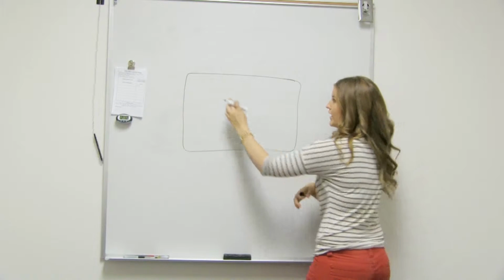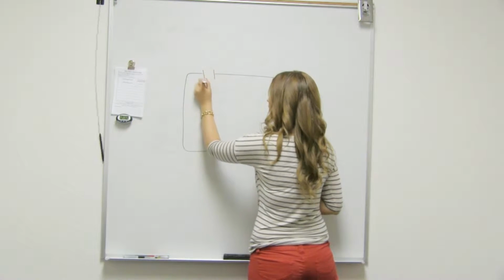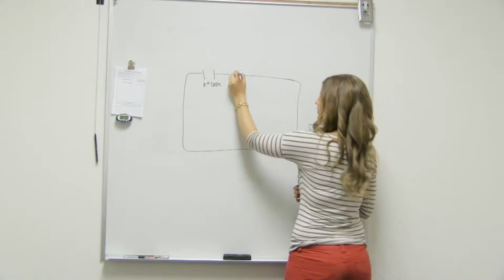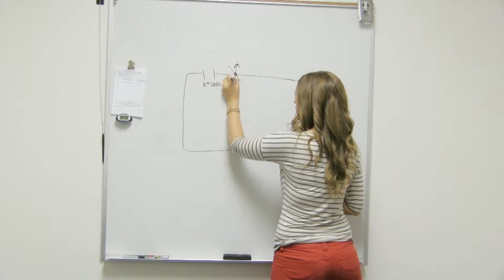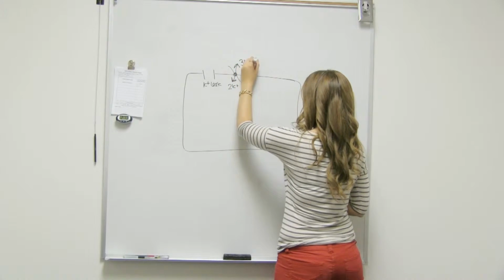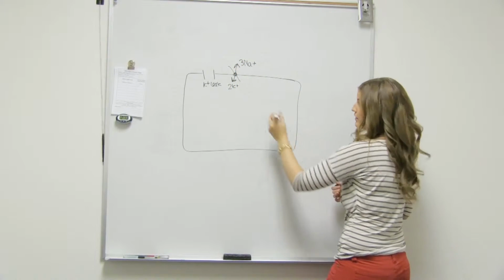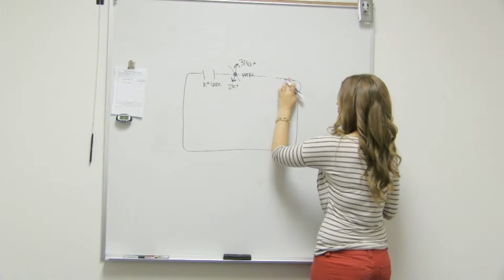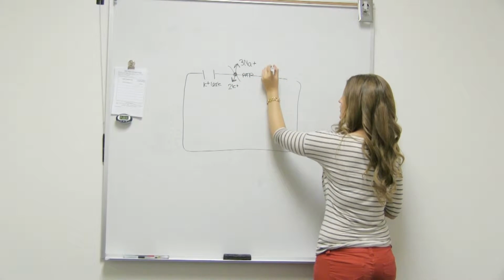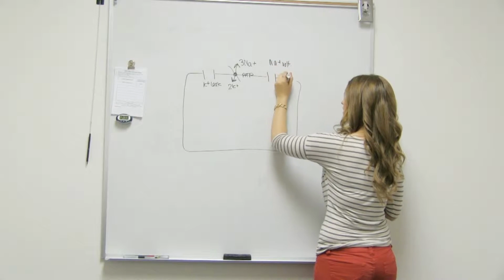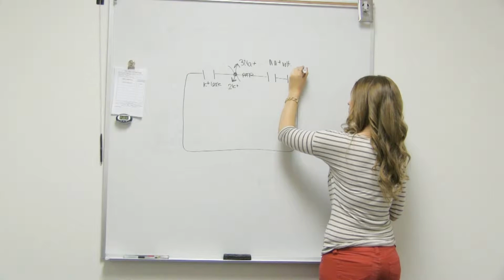So here's our cell. We have a leak channel, right? Potassium leak channel. We have an ATP pump, which pumps 2 K in for every 3 Na out, right? And we're using ATP to do so. Then we're going to have 2 voltage gates. We have a sodium voltage gate and then a potassium voltage gate.